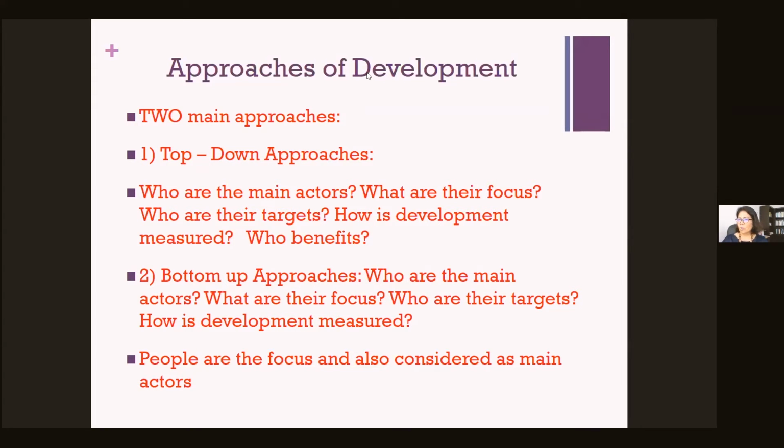So who are the targets? Basically, people with a strong cultural background. And how is development measured in this approach? Should it be GDP, or should it be about people reaching their potentials and their functioning in society? So people are the focus and are also considered the main actors.